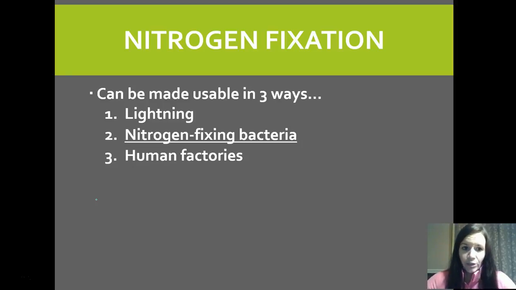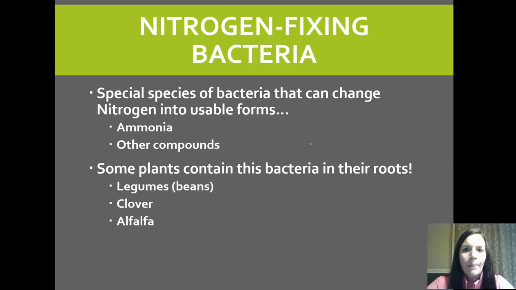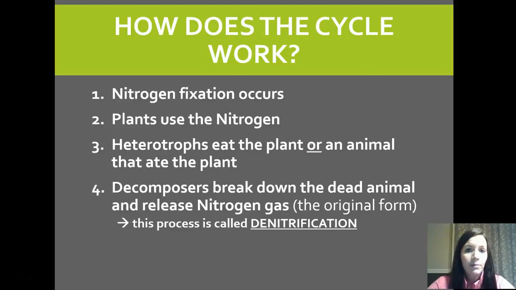So nitrogen fixation, we want to make it usable for us. There's 3 ways this happens: lightning, nitrogen fixing bacteria, which is the most common form, and then human factories can do it as well. Those bacteria are special species of bacteria that can change nitrogen into usable forms. Plants actually contain this bacteria in their roots. Legumes, clover, alfalfa, they all have this bacteria in their roots. So they're really important to this nitrogen cycle and making it usable for other organisms.